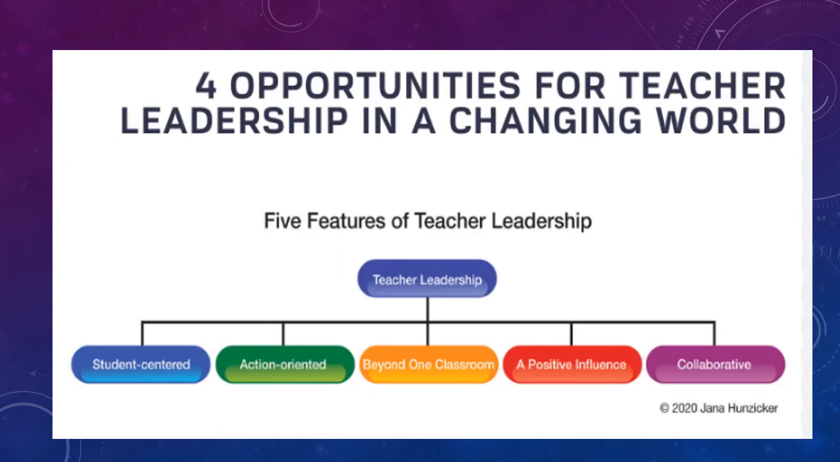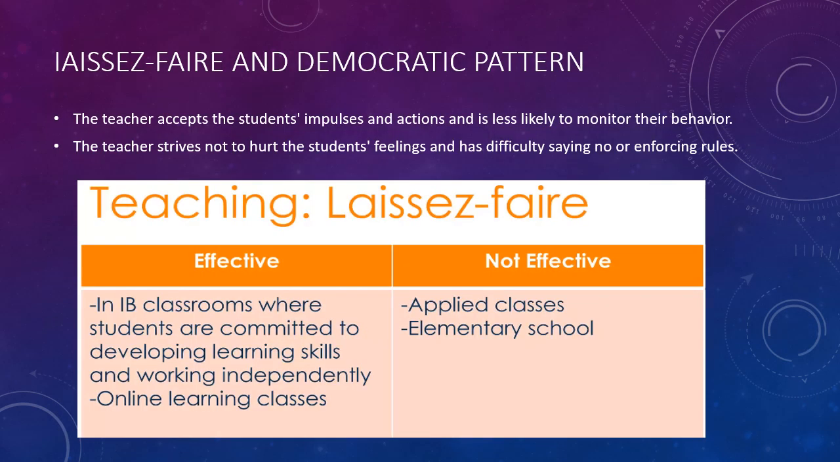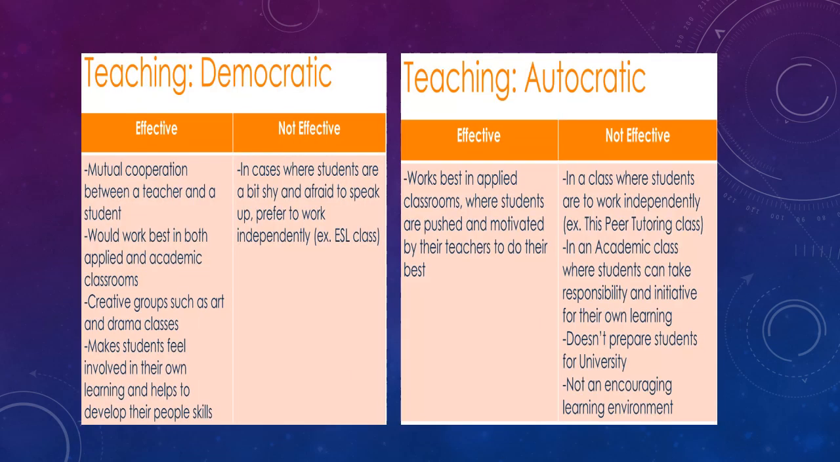The teacher's leadership should be student-centered, action-oriented, beyond one classroom, a positive influence, and collaborative. This is the laissez-faire and democratic pattern. How the students and teachers bond with each other will clearly explain whether it is effective or not effective, and the teaching pattern between democratic or autocratic.